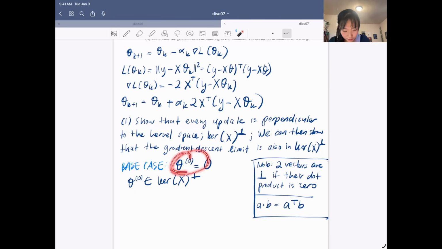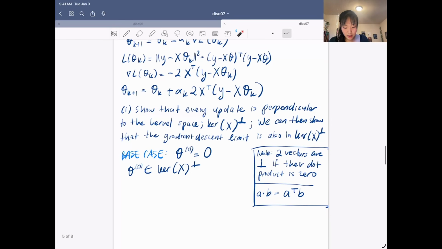Anyways, we've just shown that our theta 0, the initial parameter weights of our model, falls into the space perpendicular to the kernel space, the kernel space being all the vectors that get mapped to zero. And so now let's start with our induction step.